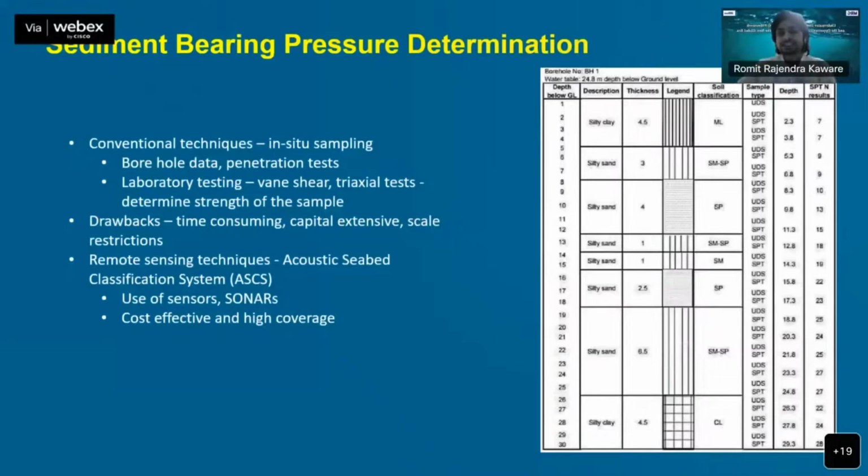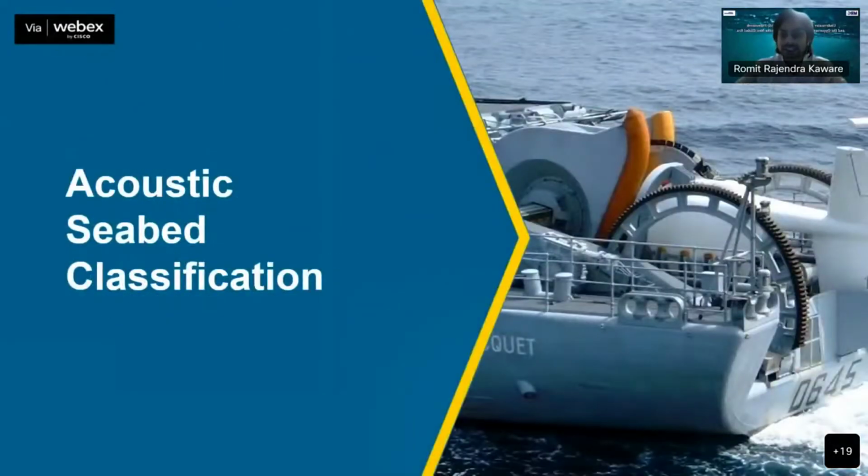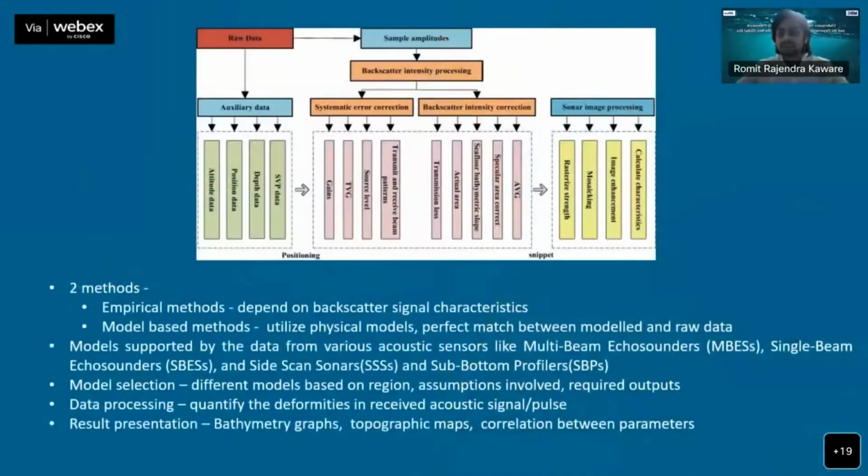So remote sensing techniques, called the acoustic seabed classification system, have been developed and widely accepted, which use various acoustic sensors, sonars, and so on, because of their cost effectiveness and high coverage. Now, coming to the acoustic seabed classification system, they are basically of two types. They may either consider the backscatter signal characteristics of the sound signal, which are the empirical methods, or may have some mathematical or physical model, and then match the modeled and the raw data to find the most accurate model, which are the model-based methods.